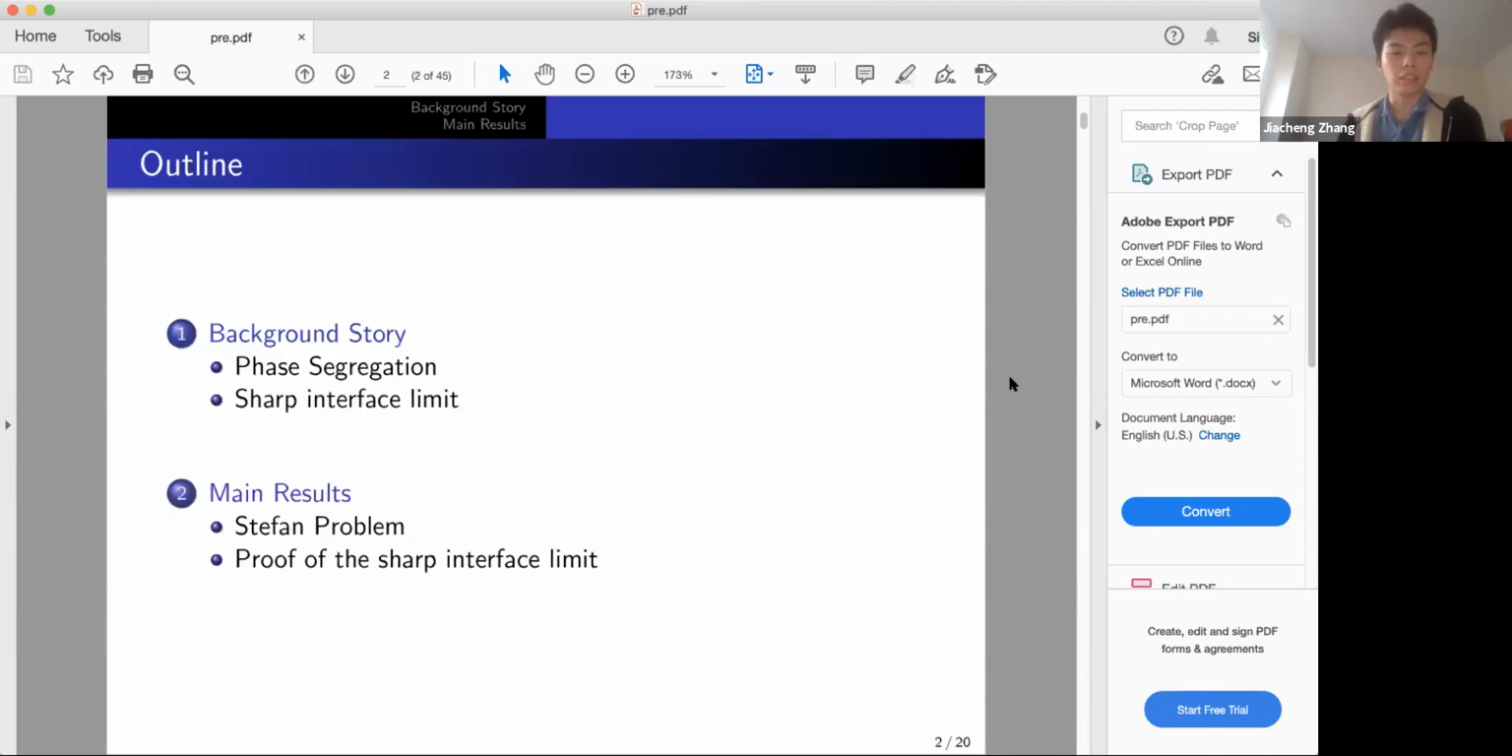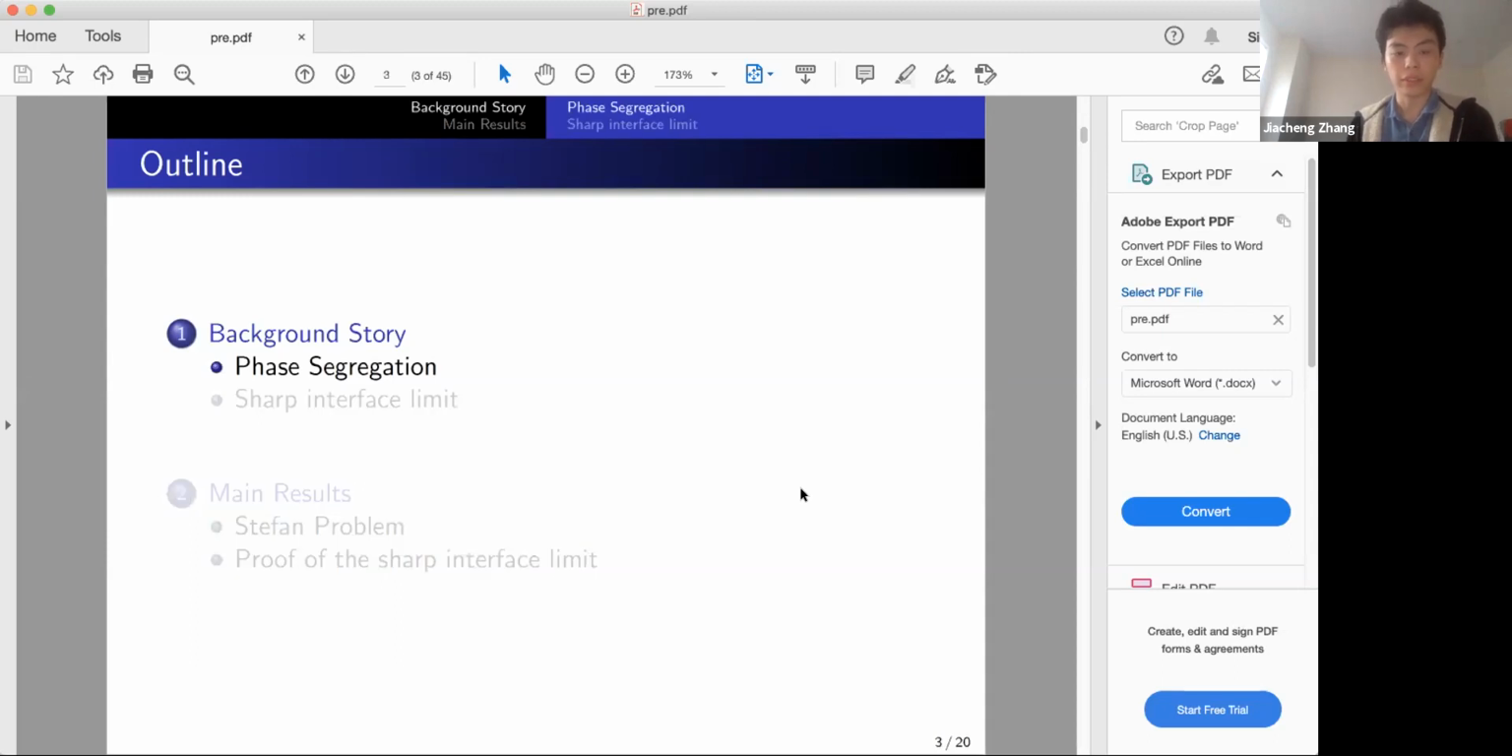So basically, I will state the background story again about this phase segregation phenomenon and about this sharp interface limit. And again, if I have time, I will talk a little bit about the main results. As Misha said, this is the star 1. Basically, one side is the Stefan problem, and the star 2 is the proof of the actual sharp interface limit.